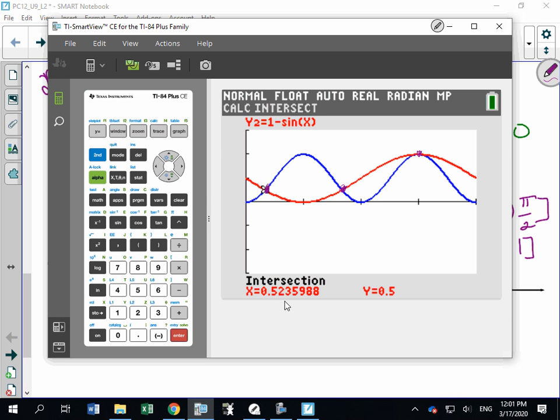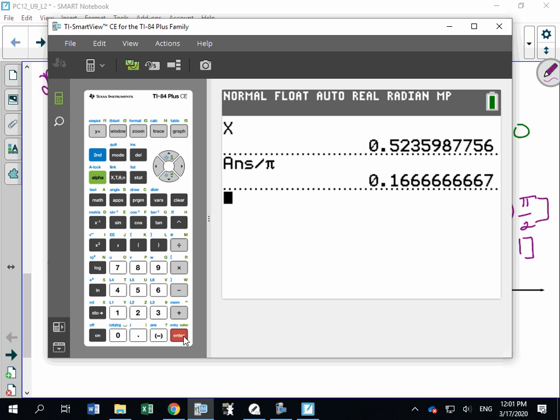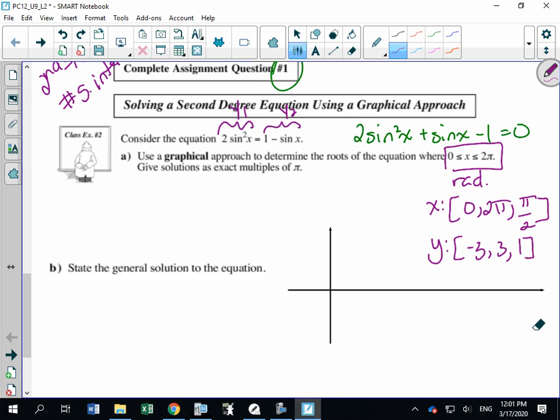Now that's my solution, but it says give solutions as exact multiples of pi. So what is this in pi radians? How you figure that out is you go to your main screen here, and we're going to get them to give us that x value. So hit the x button and hit enter. Divide that number by pi, and then math one fraction. So that first solution is pi over 6.